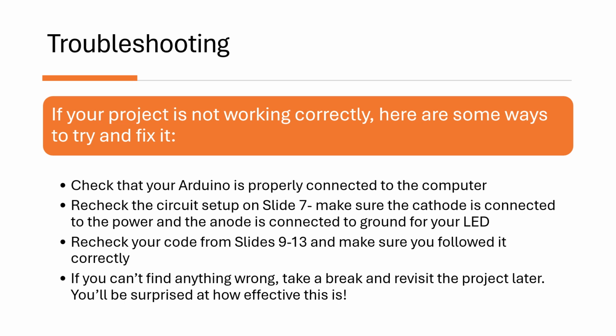First, check that your code and circuit setup are correct. If you got an error message from the Arduino IDE, it should highlight and mention the line where the error occurs. You can also double check that the right pins are referenced for the components. Finally, make sure the cathode and anode legs of the LED are set up right. Remember, the cathode should correspond to the power, and the anode should correspond to the ground.